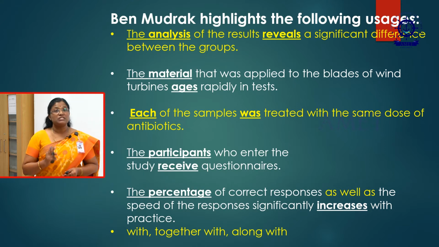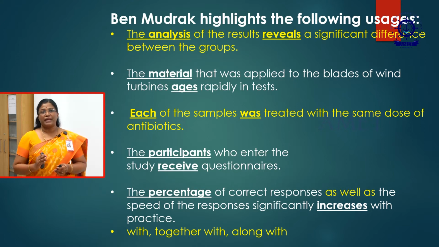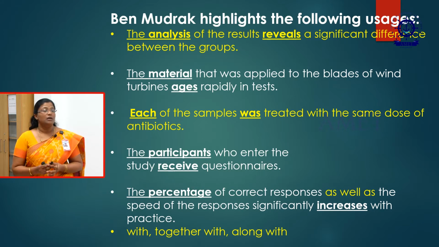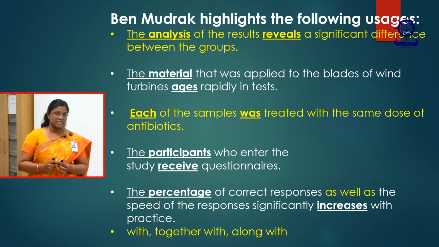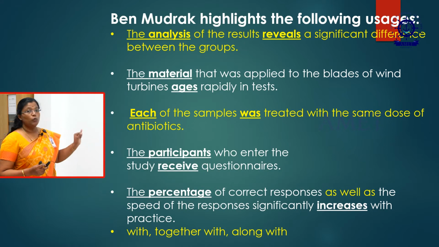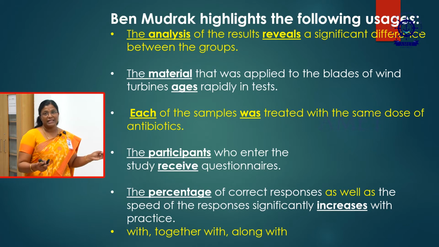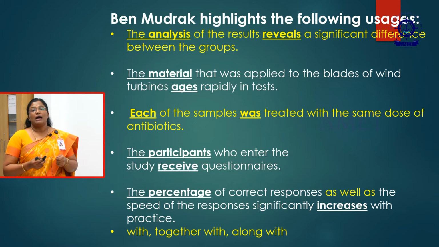The conjunction as well as does not affect the singular status. So, even after adding as well as, the subject remains singular. So, the verb is increases; a third person singular verb should be used here. The percentage of correct responses as well as the speed of the responses significantly increases with practice. Not only the conjunction as well as, in addition to as well as, we can have with, together with, along with.